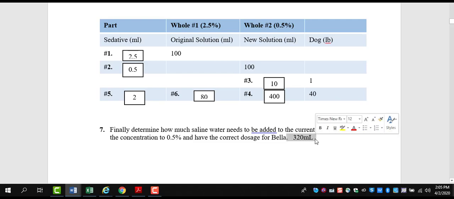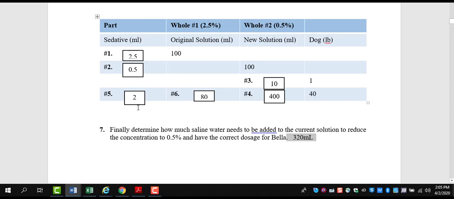Now, how did I get that? Well, if the dog needs 2 milliliters of sedative and you want to put 400 milliliters into the dog, if you add 320 milliliters to the 80, you would get 400 milliliters, which is how many you want. And you also want to get 2 milliliters of the sedative into the dog. So if you add 320 to that, you'll get 400, and in those 400 milliliters will be 2 milliliters of the sedative.